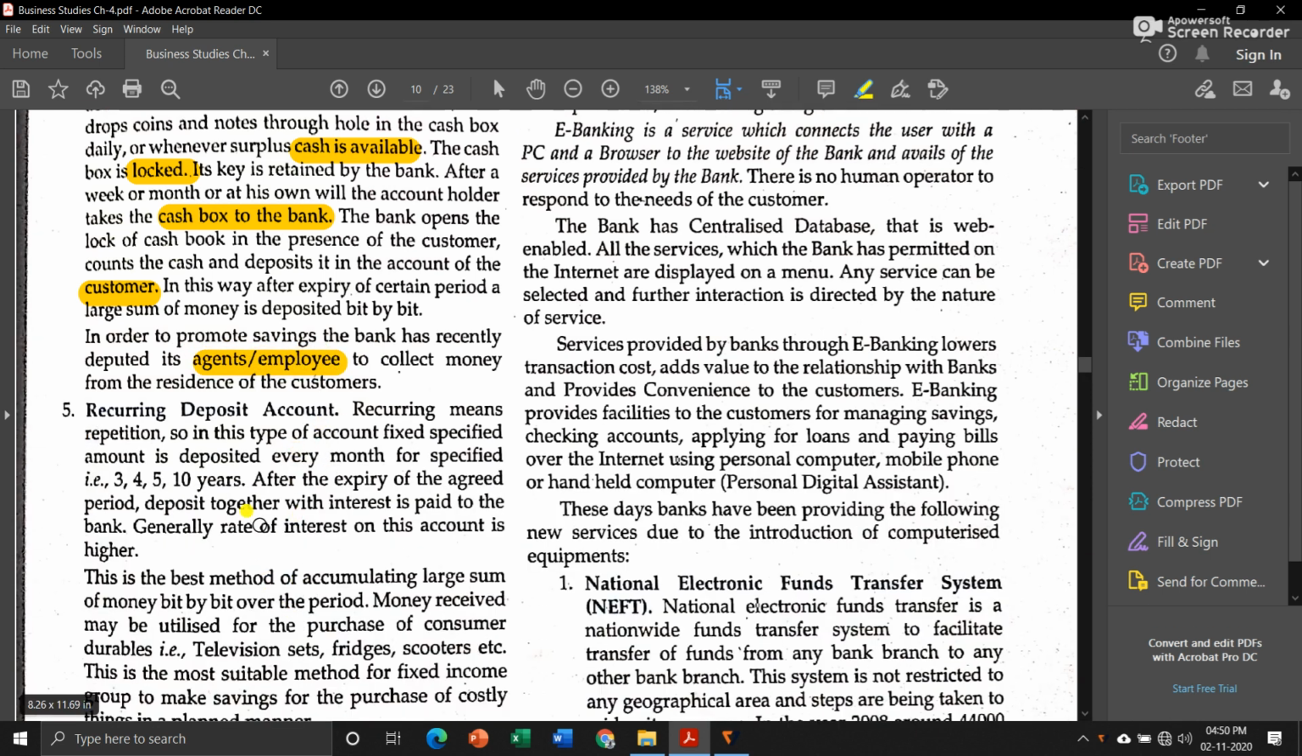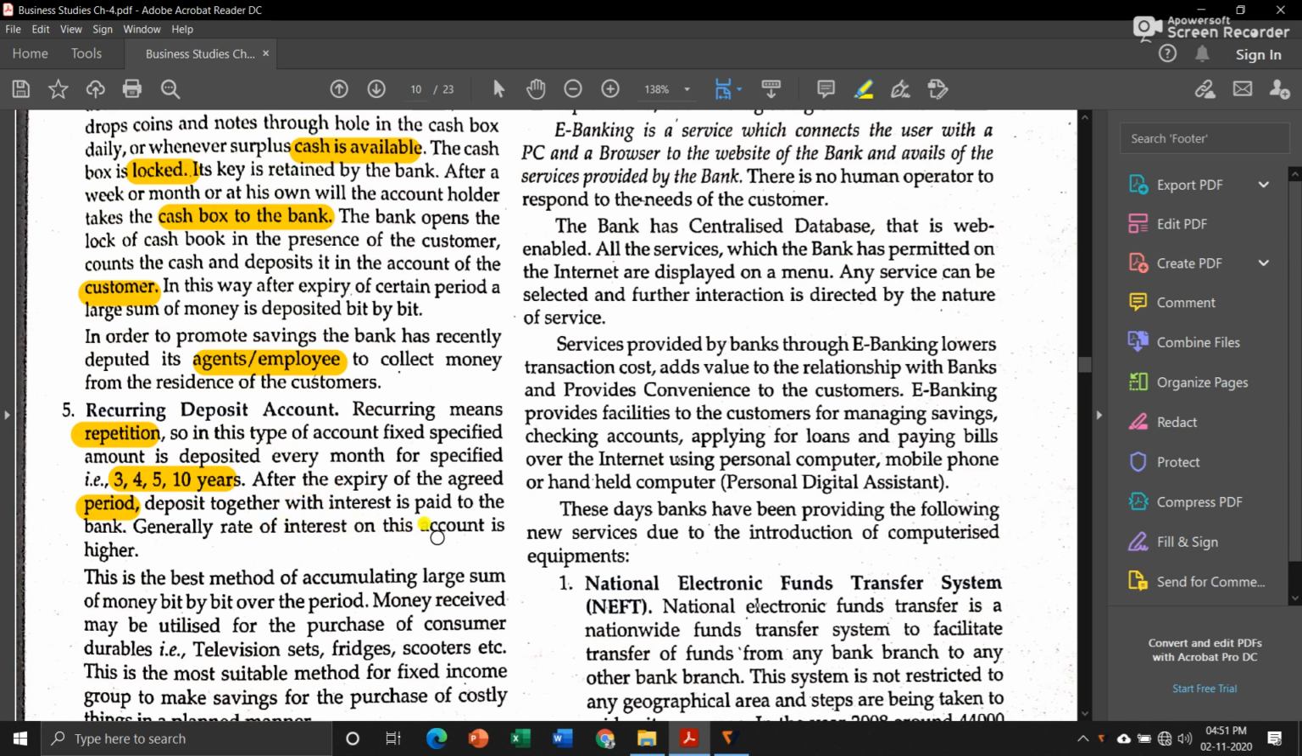Then the fifth type of account is recurring deposit account or RD account. Recurring means repetition. So in this type of account, a fixed specified amount is deposited every month for a specified 3, 4, 5 or 10 years. Means every month you have to pay a particular specified amount of money into your account. After the expiry of the agreed period, if you have a fixed period of 3 years, then for those 3 years you have to repeatedly deposit that same amount of money in your bank account, and after expiry of that 3 years you will get your deposit money along with some interest.